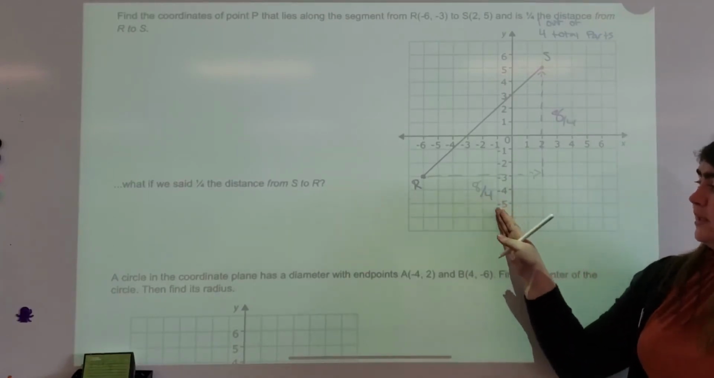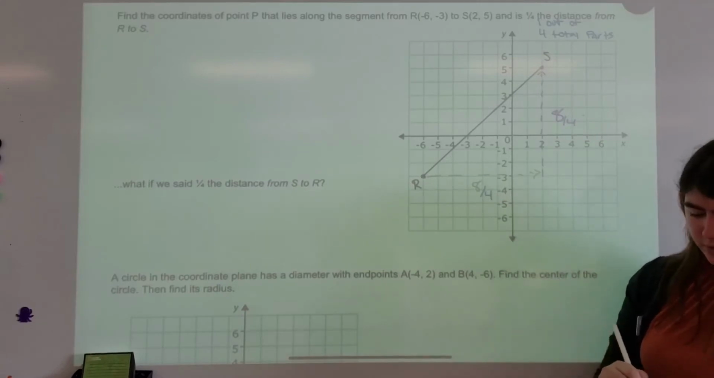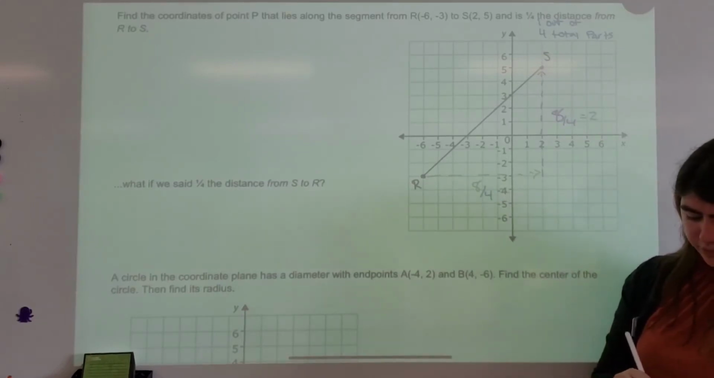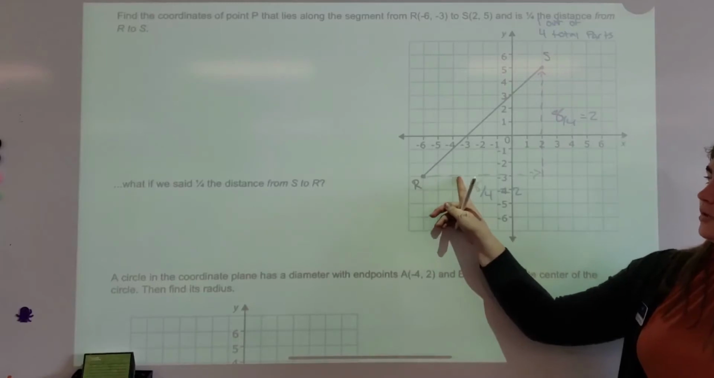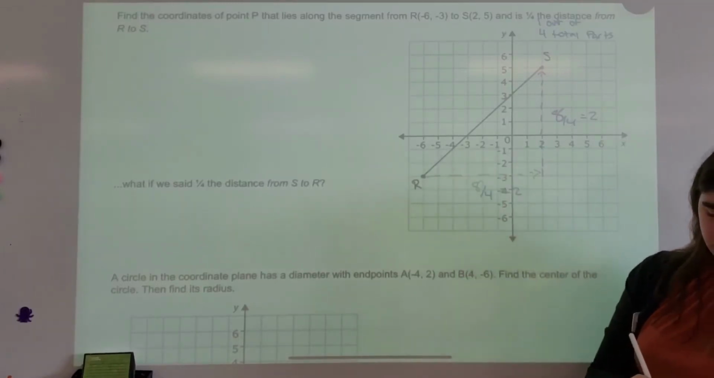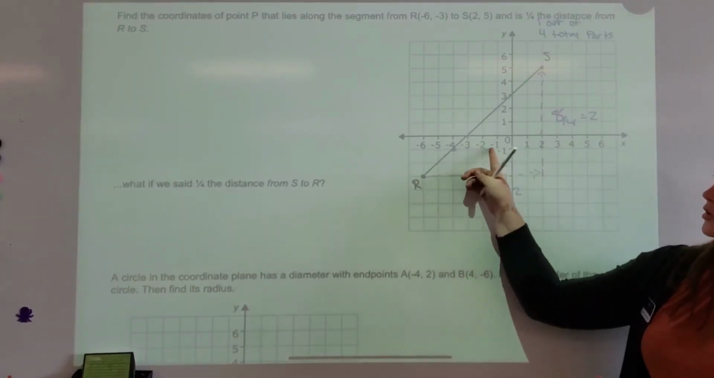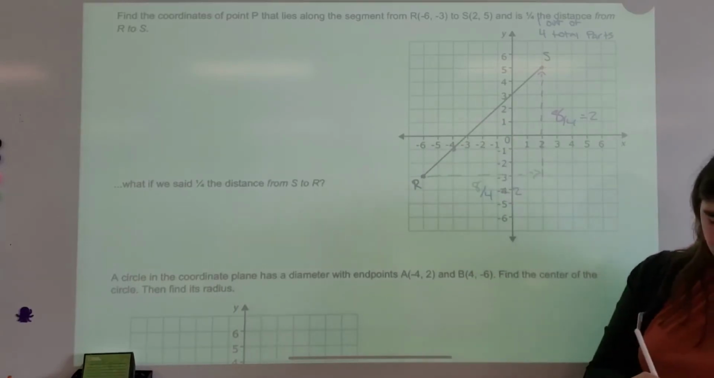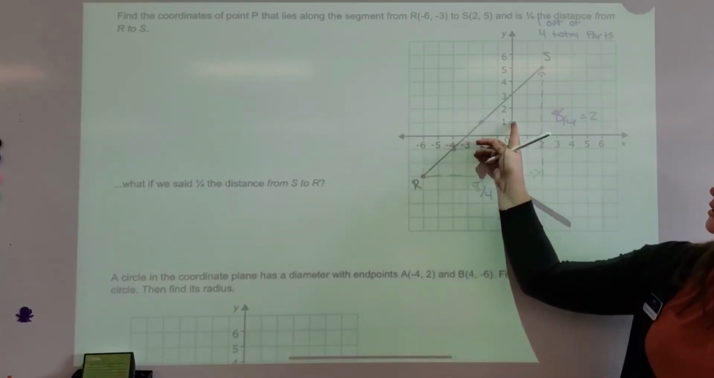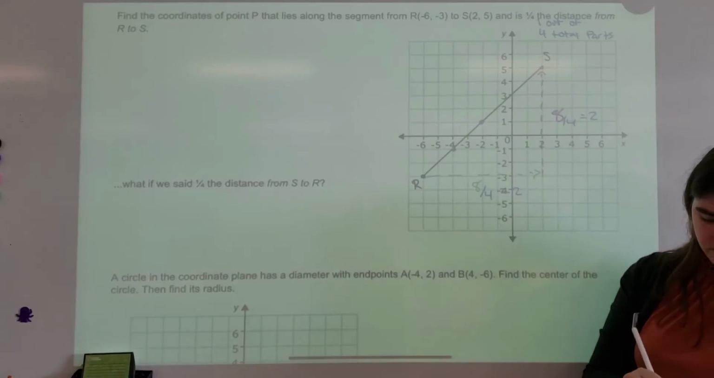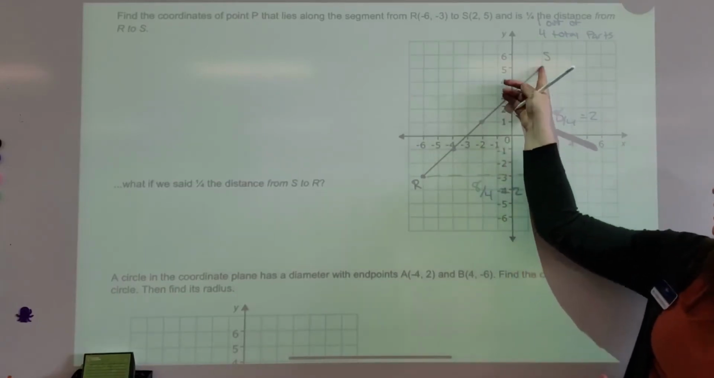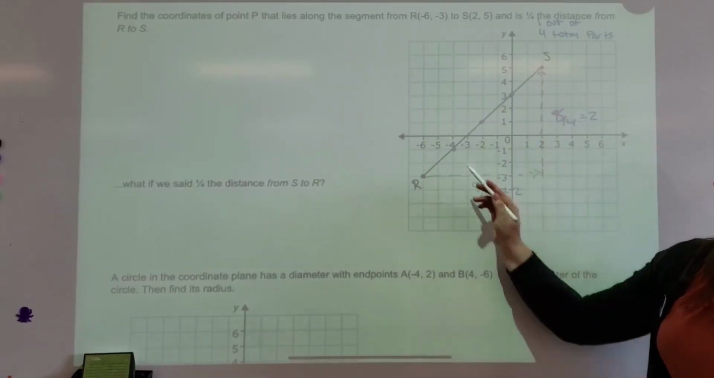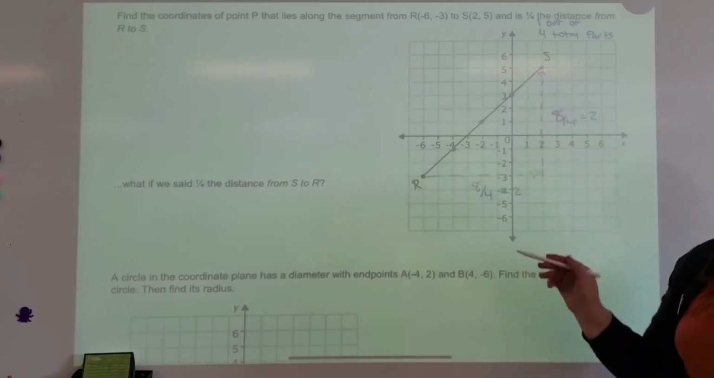So I'm going to divide both the horizontal and vertical distances by 4. Both of them happen to be 8. 8 divided by 4 is equal to 2. So I am traveling over 2, up 2. Over 2, up 2. Over 2, up 2. Over 2, up 2. And now I should have 1, 2, 3, 4 total parts.